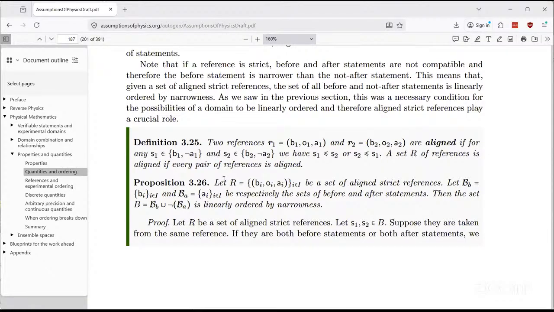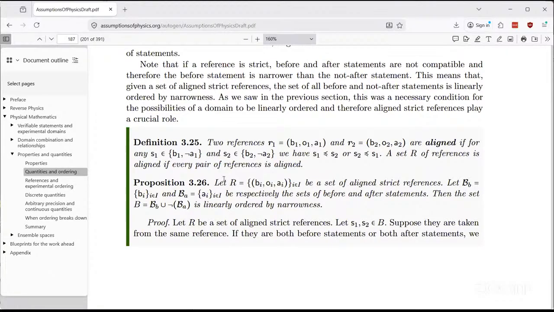Okay. Definition 3.25. Two references R1, defined as a tuple (B1, O1, A1), and R2, defined as a tuple (B2, O2, A2), are aligned if for any S1 that belongs to either B1 or not A1, and S2 an element of B2 or not A2, we have S1 narrower than S2 or S2 narrower than S1. A set of references is aligned if every pair of references is aligned.